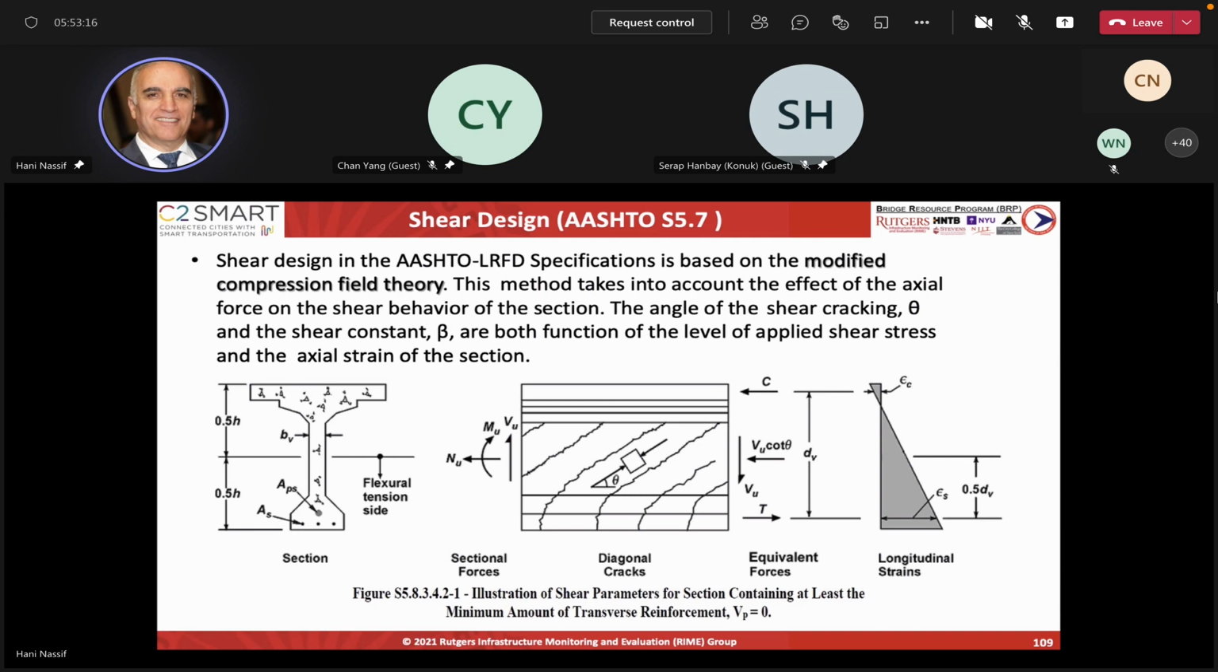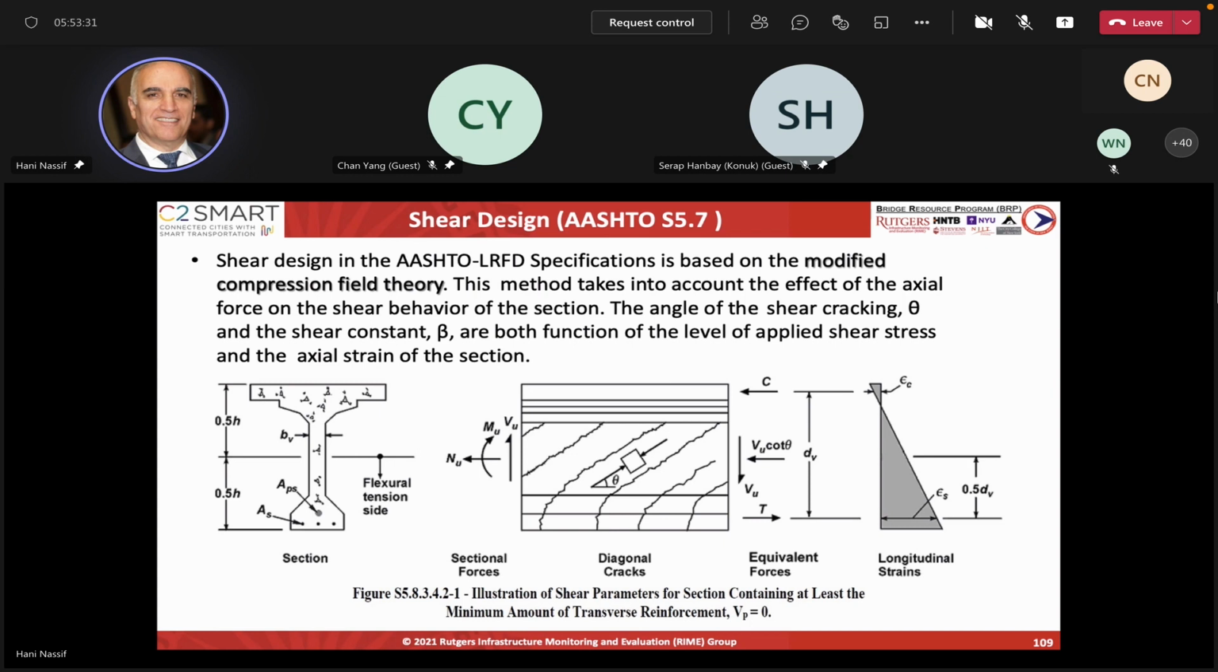I will probably delegate that to Adi and Daniel, who did the example, but before that, I'd like to give you an overview of what this theory, the modified compression field theory, basically is about.